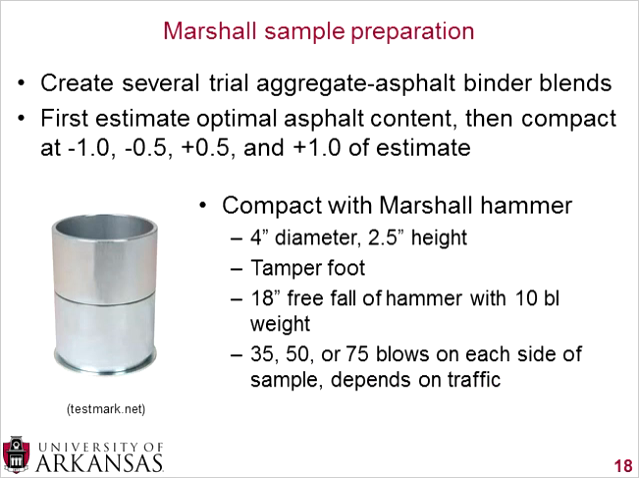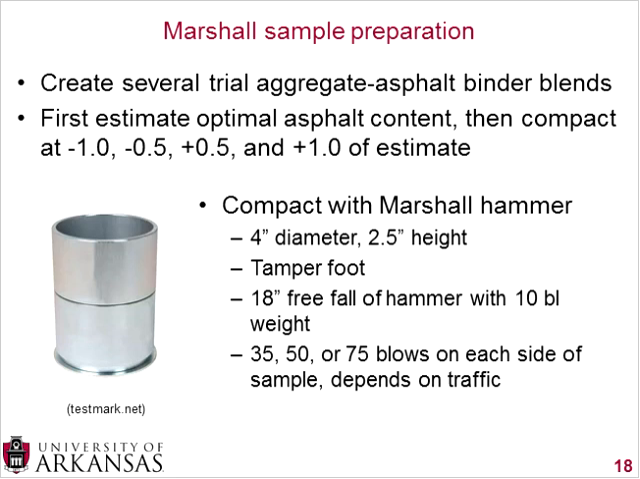So similar to the Hveem, you create several trial aggregate and asphalt binder blends. You first estimate the optimal asphalt content, and then you compact at -1%, -0.5%, +0.5%, and +1% of that estimate. So you have 5 different asphalt contents, and you make samples for each one of those, and you make the samples using a Marshall hammer.